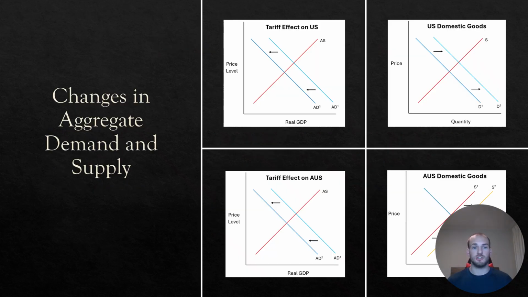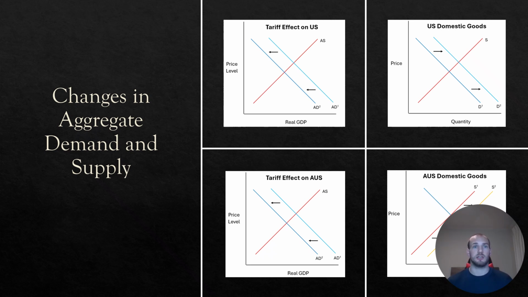Now we will look at changes in aggregate demand and supply. The effect on Australian exports would result in a shift to the left on the aggregate demand curve, as the added cost of the tariff would increase the price of goods, meaning less people are willing to purchase those goods. At the same time, Australian domestic goods would show a shift to the right on the supply curve, as with less goods being demanded and exported to the US, more is left over for use in Australia, meaning there is a higher supply of Australian goods within the Australian economy.